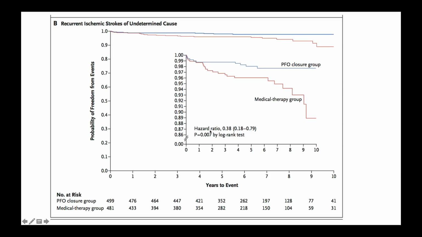And if we take a look at the hazard ratio, it's 0.38 as a proportion or 38 as a percent, which basically means that the PFO closure group has 38% the proportional risk of recurrent stroke compared to the medical therapy group. And if you don't like that approach, you could say, okay, what's 100 minus 38? We'll go 40. Okay, so maybe they decreased the risk of recurrent ischemic stroke by 62%. However you like to look at it, they have a 38% proportional risk of recurrent ischemic stroke of undetermined cause, or they have a decrease in risk by 62%. So they have decreased the risk of recurrent stroke by 62% at any particular point in time during the study period.